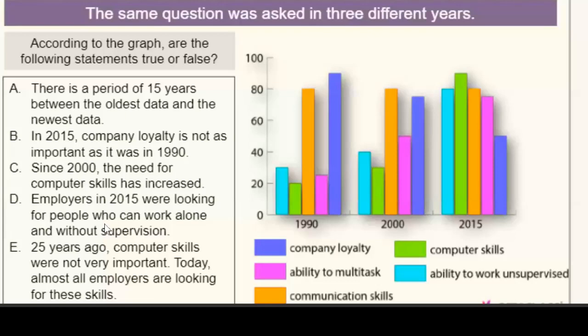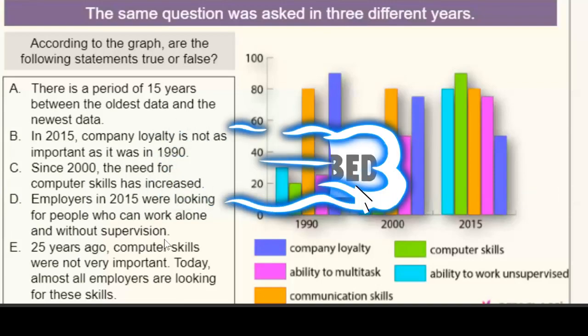But if they said in 2015 they were looking more than the other years, or it has increased significantly compared to the 90s and the 2000s, it would be different. But so far it's neutral. It's just giving information without any comparison.